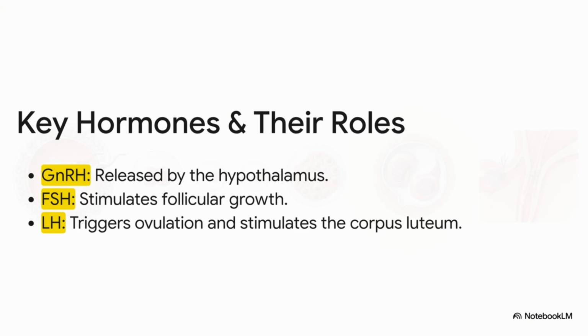So let's meet the key players. The hypothalamus kicks things off with gonadotropin-releasing hormone, or GnRH. That's the signal to the anterior pituitary to release 2 major hormones. You've got follicle-stimulating hormone, or FSH, and its name pretty much tells you what it does. And then you have luteinizing hormone, or LH. Now, LH is the real star when it's time for ovulation.